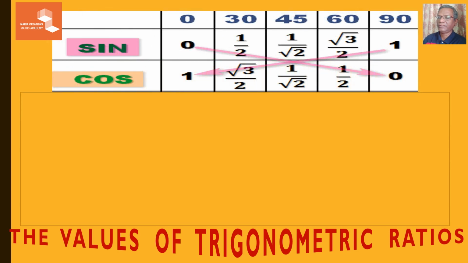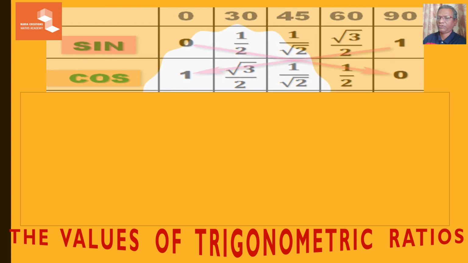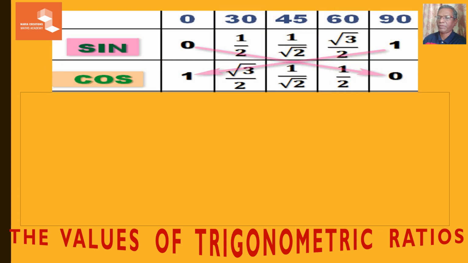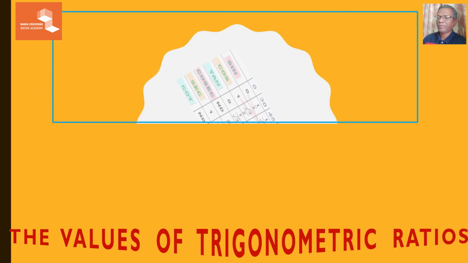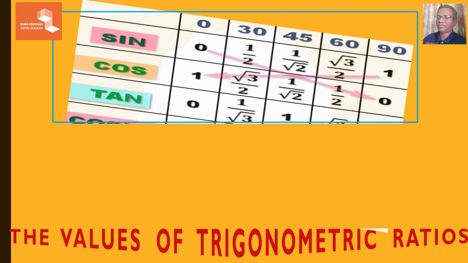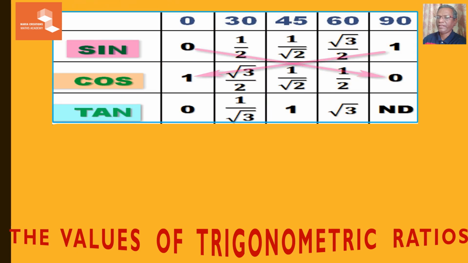Now, to find the values of cos function, reverse the sine function. Hence, cos 0 degree is 1, cos 30 degree is root 3 by 2, cos 45 degree is 1 by root 2, cos 60 degree is 1 by 2, and cos 90 degree is 0. We know sin theta by cos theta is tan theta. Hence, to find the values of tan function, take the value of sine divided by the value of cos.